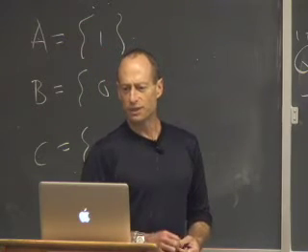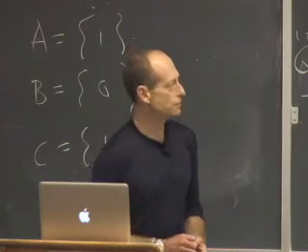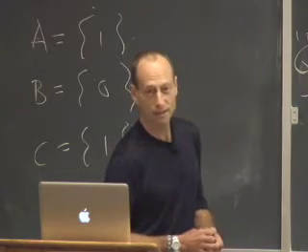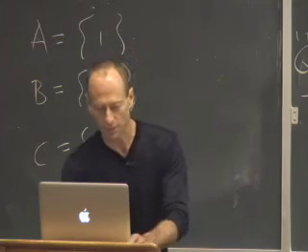Okay, if A is a subset of B and B is a subset of C, then A is a subset of C. If every element of A is an element of B, and everything in B is in C, then everything in A is in C. This is the transitivity property. So this is true as well.